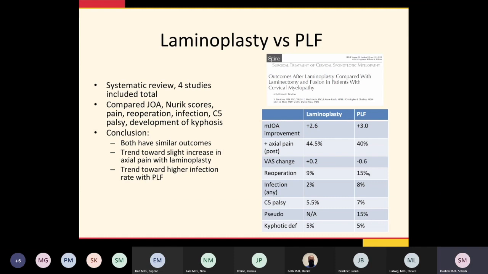So looking at fusion versus non-fusion procedures in posterior cervical spine, there's been multiple studies to look at laminoplasty versus posterior cervical laminectomy and fusion.